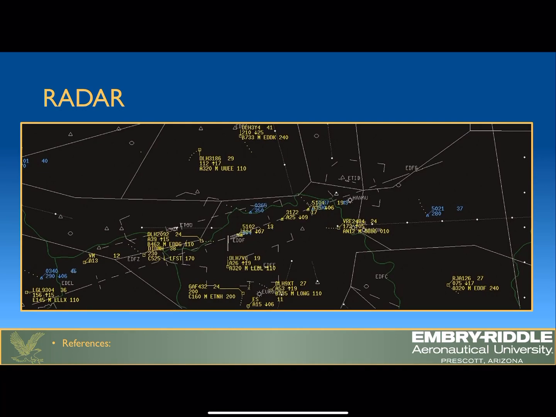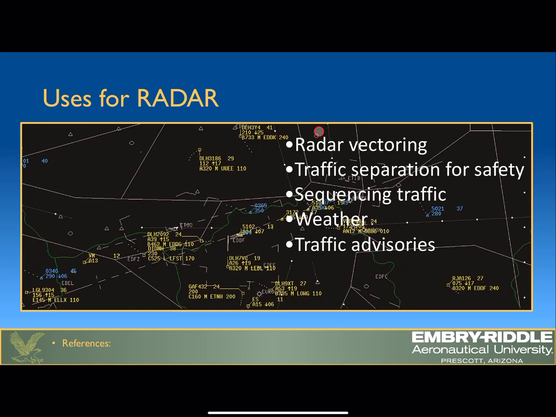Here's what the radar screen would look like if you were air traffic control. You can see all the different aircraft flying around. It looks like here's an airport, so you have a lot of aircraft on approach here. Uses for radar: you can get radar vectoring, where ATC will tell you a direction to fly. They will give you a magnetic direction and an altitude to fly, so they can navigate you places. They can provide traffic separation for safety. They can give you sequencing, weather, and traffic advisories. So there are lots of good uses for radar.